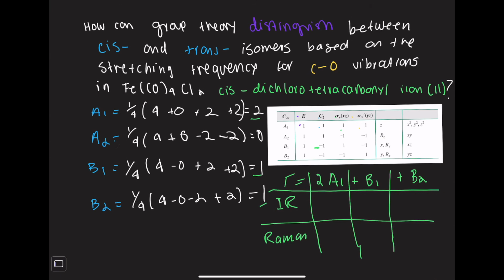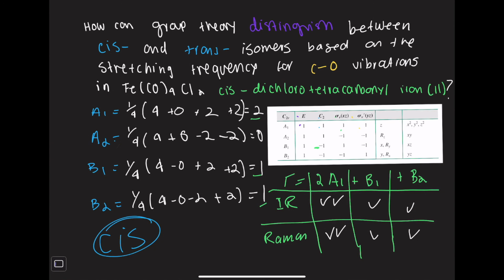For A1, we have a Z right here. So we're going to say that it has 2 active. Now 2 because we have 2 right here. And then for our Raman, we also have it, so it's going to be 2. And then we're just going to keep doing it for all of them. So this is our result for the cis. I think I forgot to mention it. We were doing the cis.